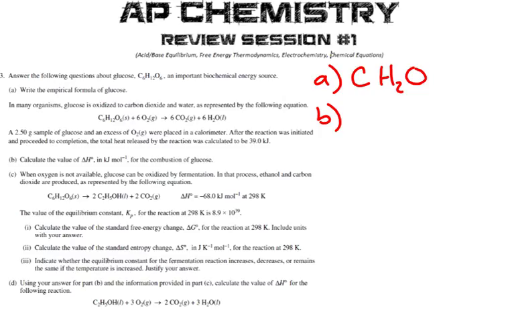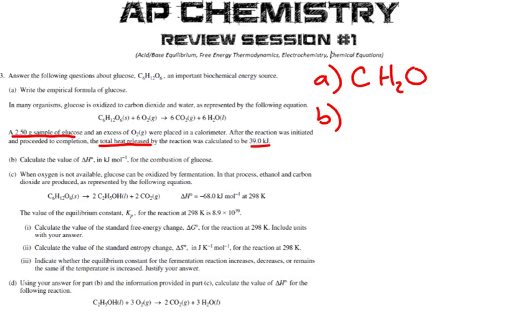Okay, in many organisms, glucose is oxidized to carbon dioxide and water, as represented by the following equation. So you're going to probably need to use this. A 2.5 gram sample of glucose and excess oxygen is placed in a calorimeter. Oh gosh, I don't like calorimeters. Well, let's see where it takes us. After the reaction was initiated and proceeded to completion, the total heat released by the reaction was calculated to be 39.0 kilojoules.